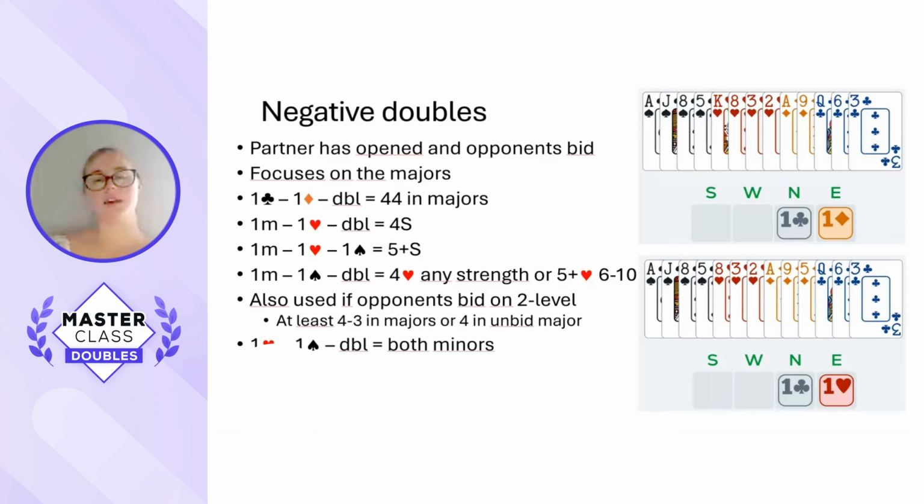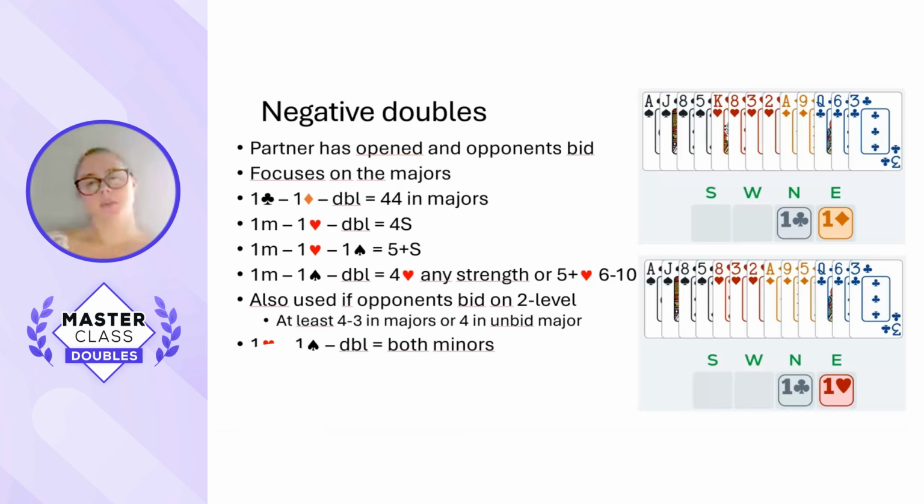We can also use this if opponents bid on the 2 level, and then we typically show at least 4-3 in the majors, or 4 cards in the unbid major if one of the majors had been bid. But there are some situations where negative doubles show minors, and that's, for example, over 1 heart, 1 spade. Now a double will be both minors since they're the 2 unbid suits. So in general, we focus a lot more on the majors, but if there is no major available, our double will show minors. And double always shows a suit that is not bid. So it can't be any of the suits bid already.